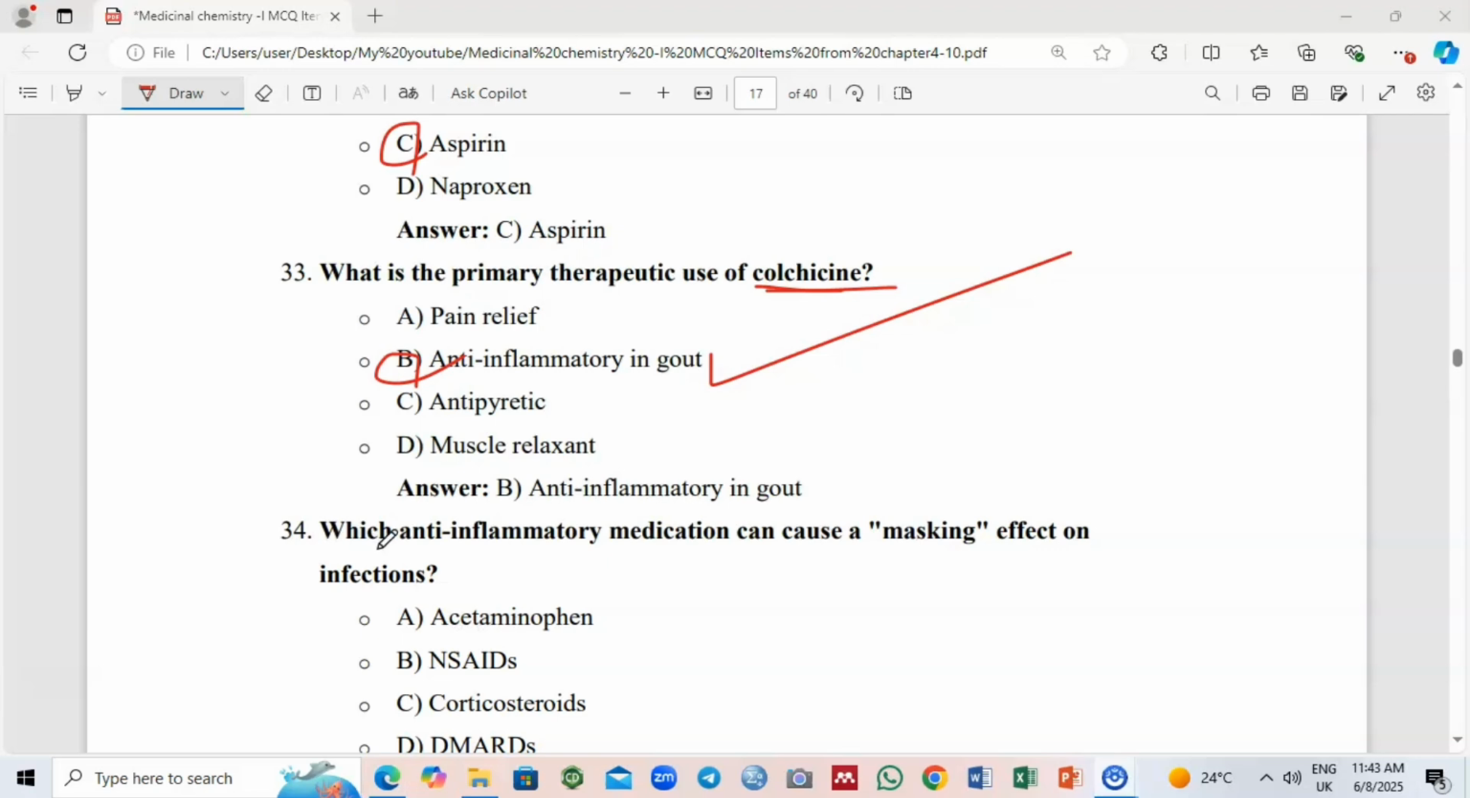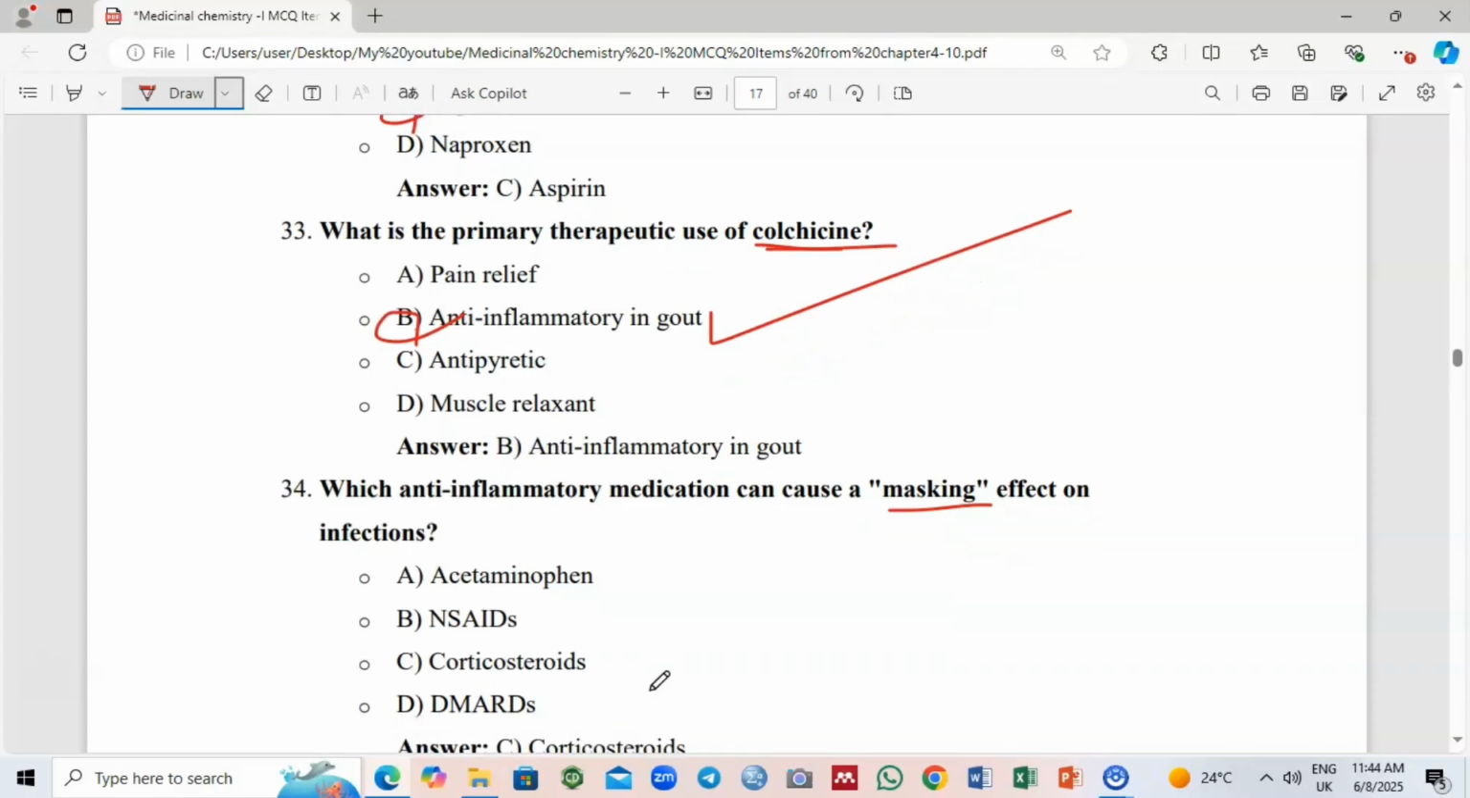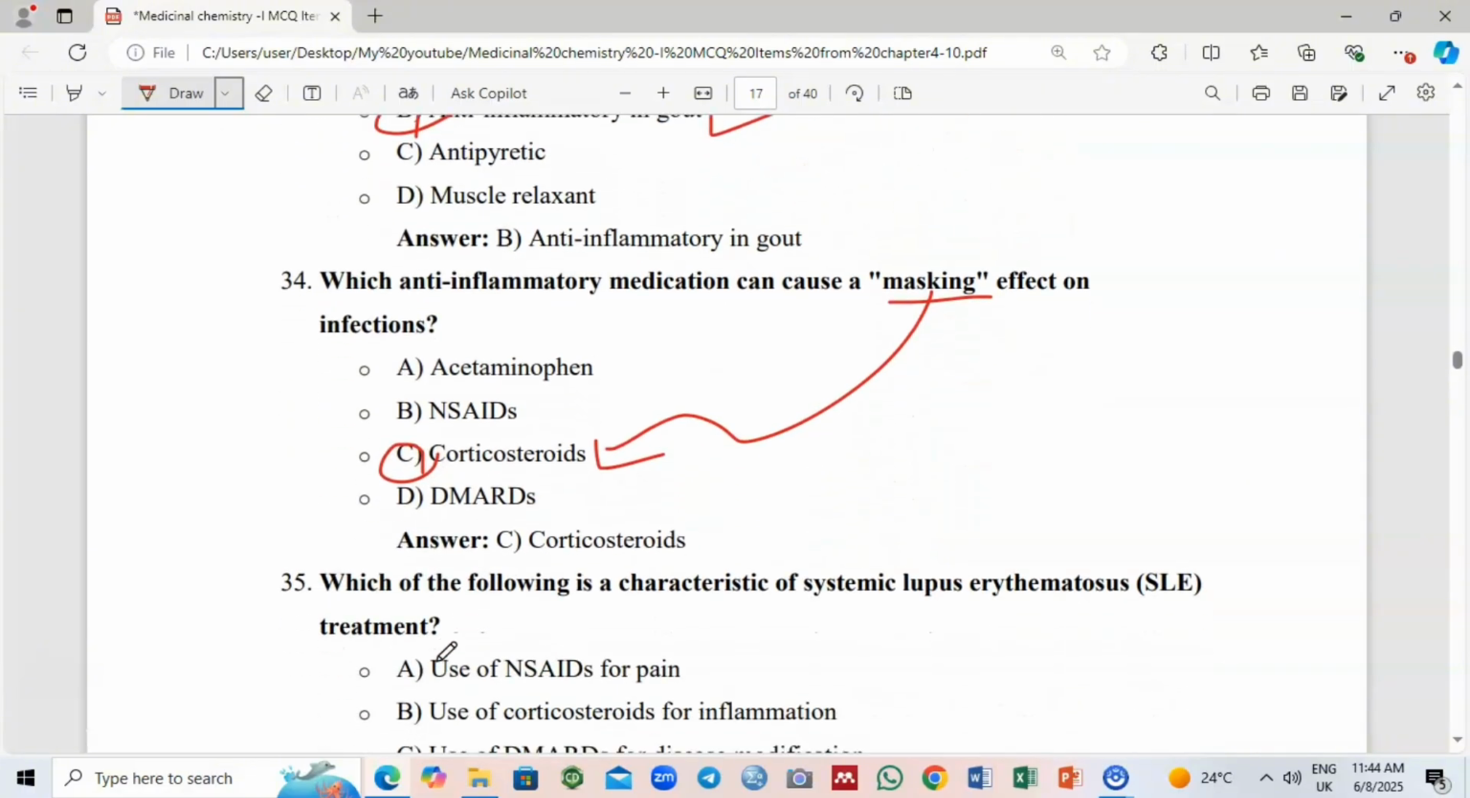Question number 33. Which anti-inflammatory medication can cause a masking effect on an infection? Acetaminophen, NSAID, corticosteroid, and methotrexate. So this masking effect can be associated with a corticosteroid, which is a steroidal drug.